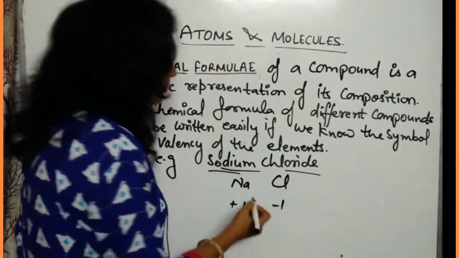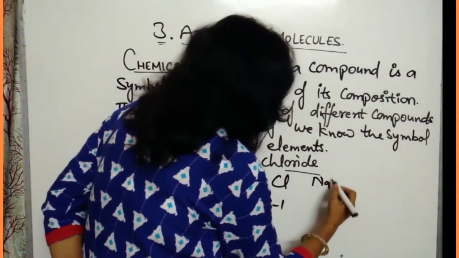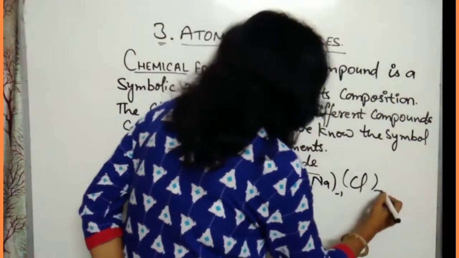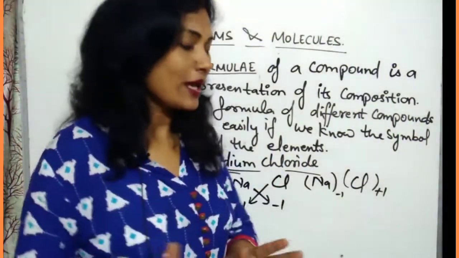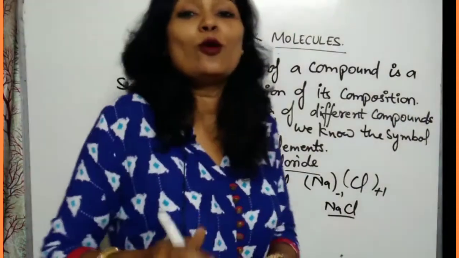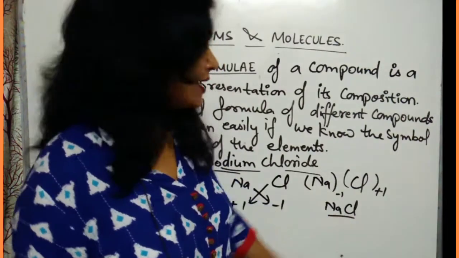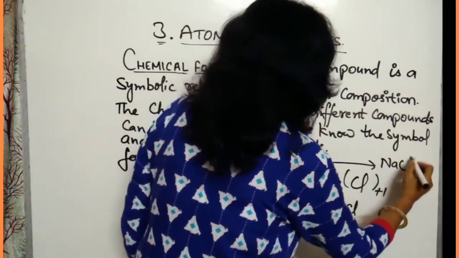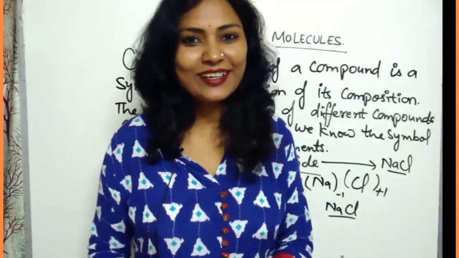Now what we will do? Third step, we will cross the valency. Cross the valency and we'll write Na. Here cross valency, so minus 1 is here and Cl plus 1. Now next step, we will ignore the minus and plus and we will write NaCl and ignore the 1 also. If 1 is present, then ignore that 1. So our formula becomes NaCl. Okay, so sodium chloride's formula is NaCl. It is sodium chloride. Okay.